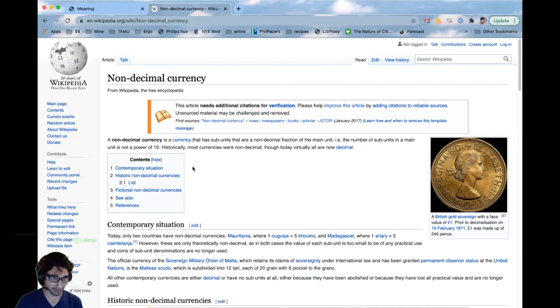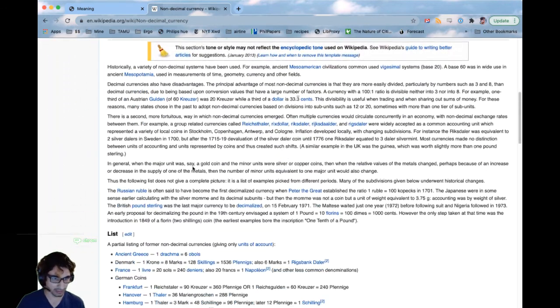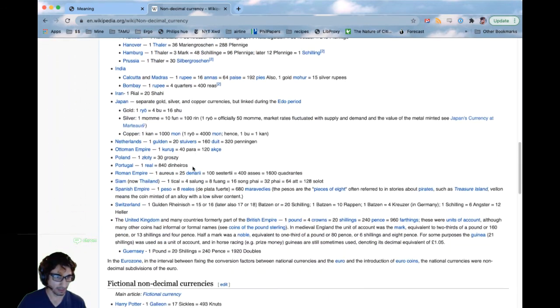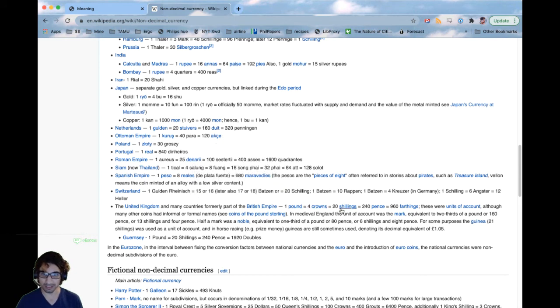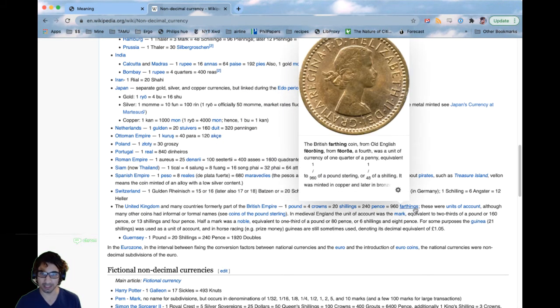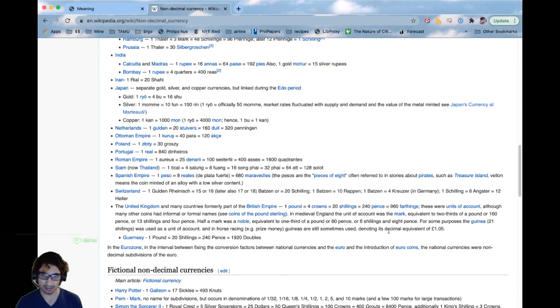And in Britain, let's see, United Kingdom, £1 was 4 crowns, was 20 shillings, was 240 pence, was 960 farthings, and I think 2/6D meant £2 and 6 shillings.